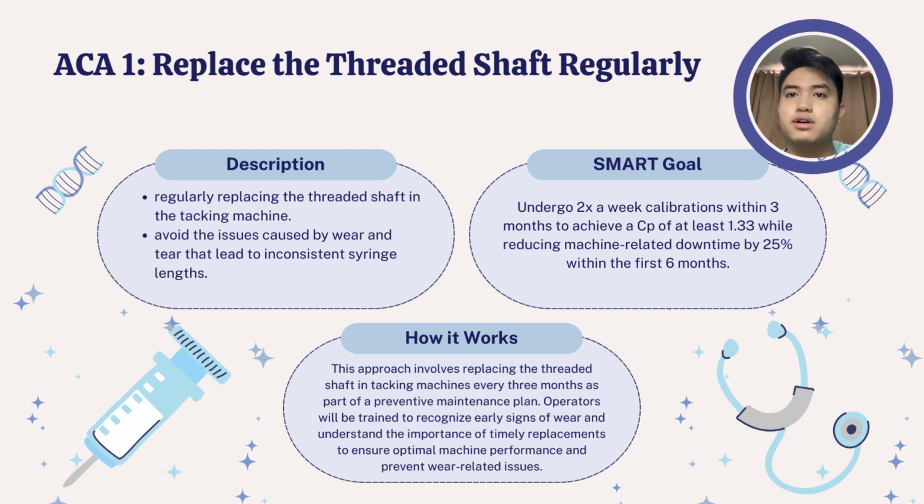This alternative works by implementing a regular replacement schedule for the threaded shaft, setting a fixed interval, such as every 3 months, for replacing the part in all tacking machines. This replacement would be integrated into a broader preventive maintenance plan, ensuring that all critical machine parts are routinely checked and replaced as necessary. Additionally, operators would receive training to identify early signs of wear on the shaft and understand the importance of timely replacements, thereby maintaining the equipment's optimal performance and preventing issues related to wear and tear.